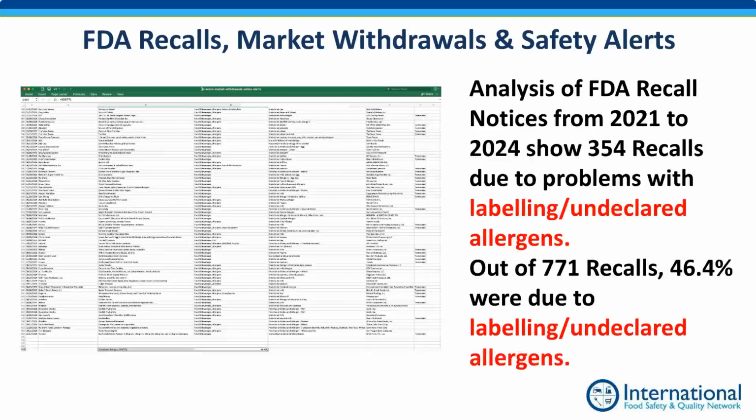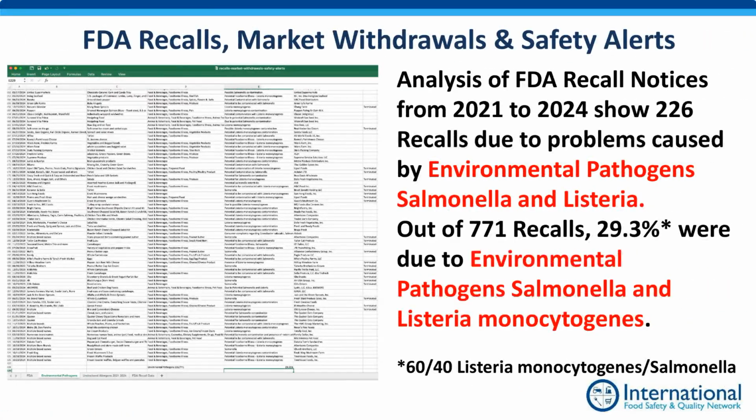So out of 771 FDA recalls, 46.4% are due to undeclared allergens or labeling. So in that data, we only saw one non-conformance due to allergen management, and clearly there should be more based on what we see in recalls.